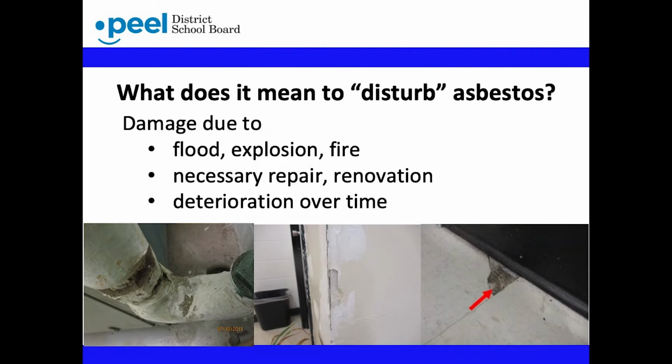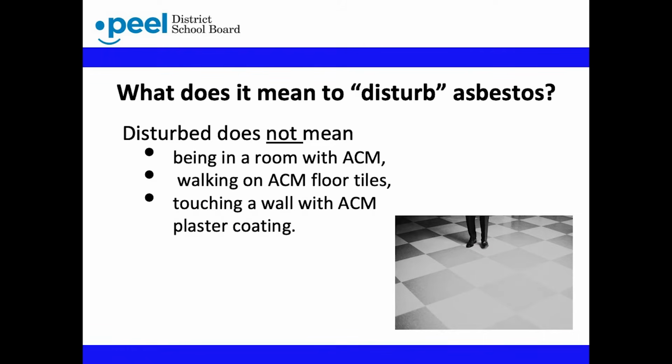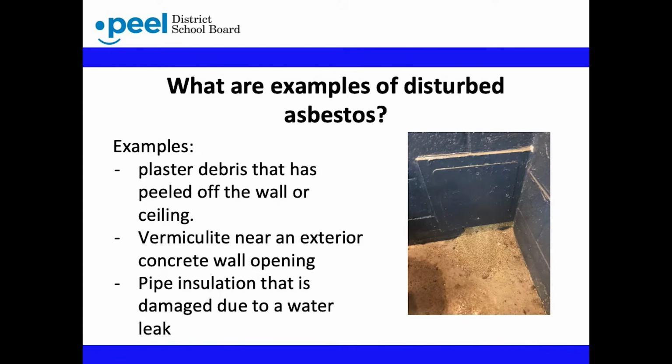For example, a contractor cutting into friable pipe insulation without taking the required precautions. Materials can also be disturbed during major building renovations or demolition. Disturbed does not mean simply being in a room with ACM, walking on ACM floor tiles, or touching a wall with ACM plaster coating. Examples of asbestos-containing materials that have been disturbed are on the screen. Do not clean up these materials by yourself. We'll discuss what to do if you encounter disturbed ACM in Chapters 5 and 7.